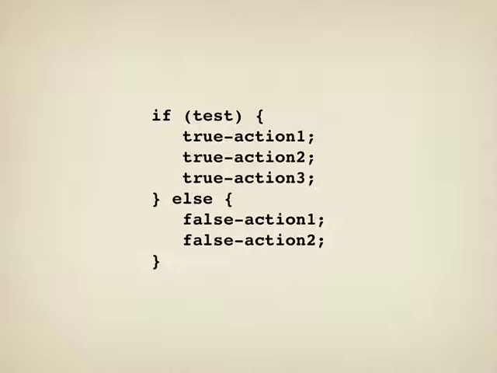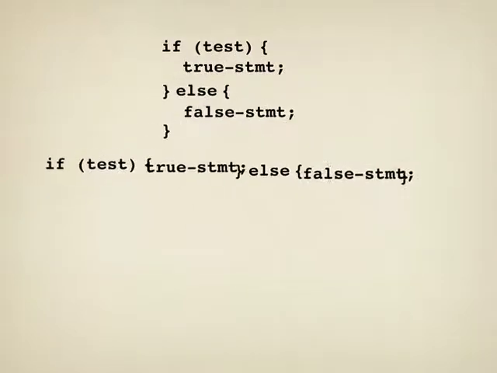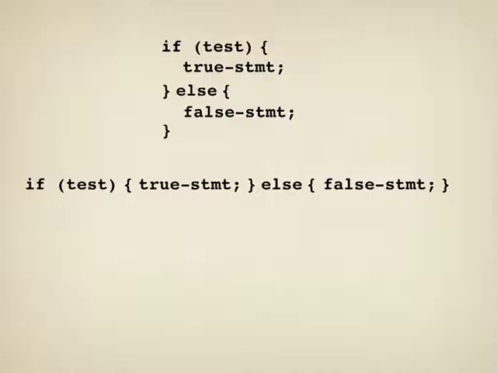Now, suppose you have just one true action and just one false action. Then you can write it much more tersely this way. Here I've abbreviated the word action to statement, or STMT, because I want to take all of this stuff and jam it into one line. And processing will let you do this. You can type this just this way because processing doesn't care about spaces and new lines for the most part.